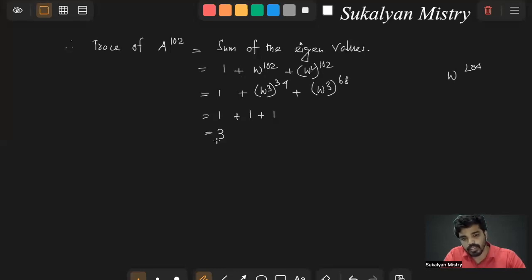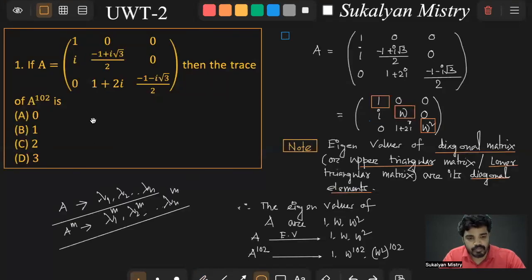So ultimately 3. So which option is correct? So therefore option D is the correct answer. Clear? So option D is the correct answer. Okay.